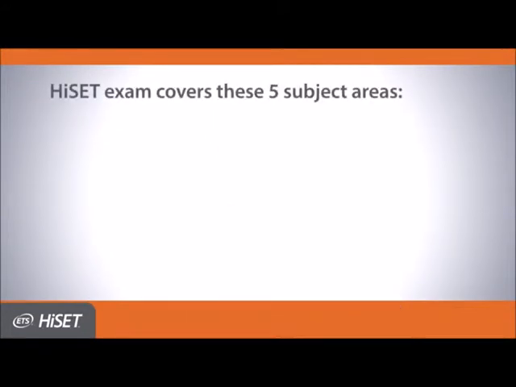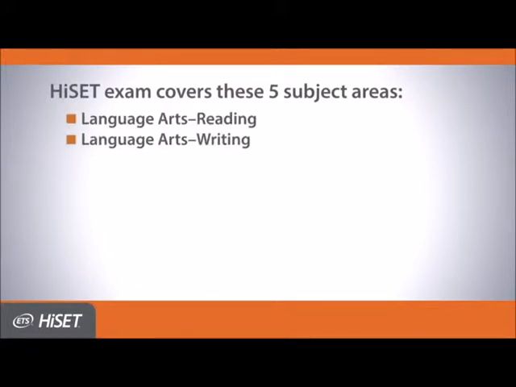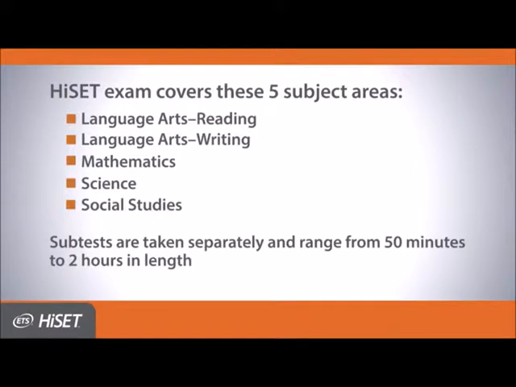The HiSET test will demonstrate that you've attained academic knowledge and proficiency equivalent to that of a high school graduate. The test covers 5 subject areas: reading, writing, math, science, and social studies. Each of these subjects is taken in separate subtests that range from 50 minutes to 2 hours in length. We'll get into more detail on each of the subtests in a minute.